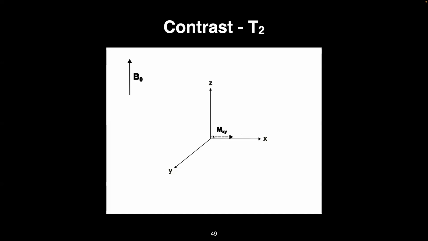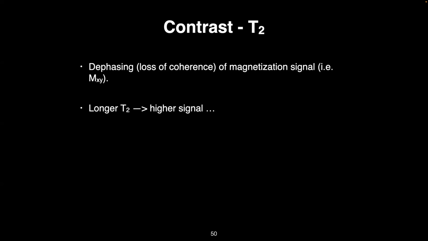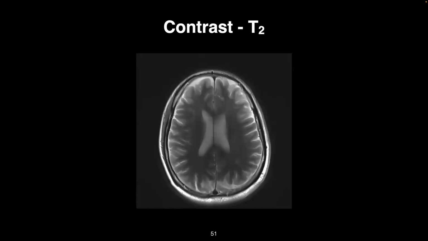So in this case, as this is in this plane and it's rotating, like the movies you showed earlier, because these are made up of billions and trillions of tiny species, as they all essentially lose coherence with each other, then this vector is going to get shorter and shorter and decay away. But in this case, the T2 determines how long it takes to decay away. So a longer T2 actually means higher signal. And that means this is what a more heavily T2 weighted image looks like.